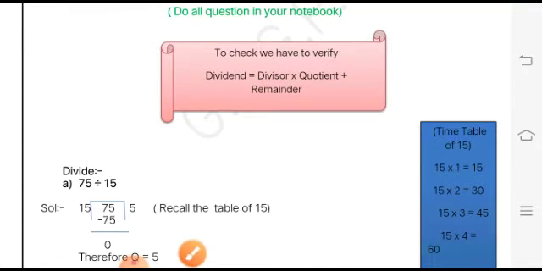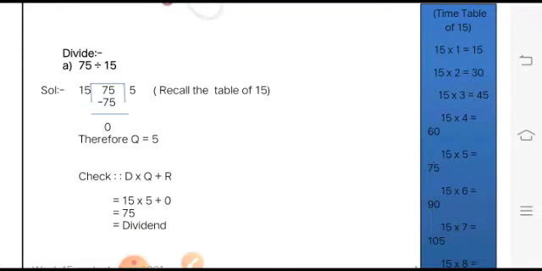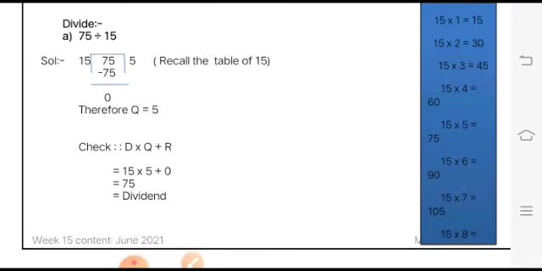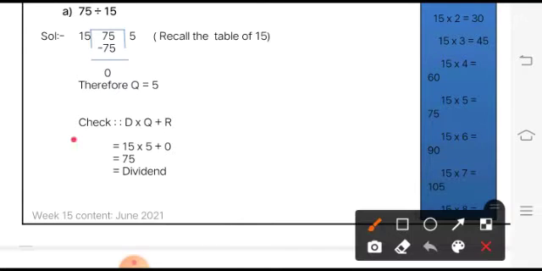Like for example, we are going to solve exercise 7 and after division each of the parts is to be verified. Here let's go for the first part. This is 75 to be divided by 15, and here you can see quotient is 5 and remainder is 0. In certain cases we get a 0 remainder and in certain cases we get a non-zero remainder. So here you can see check is done.